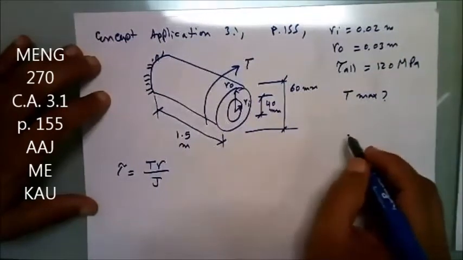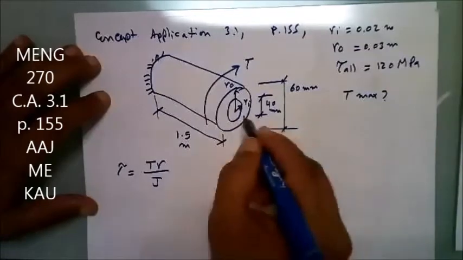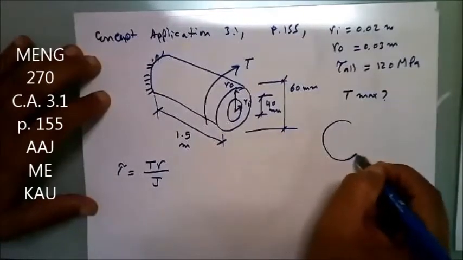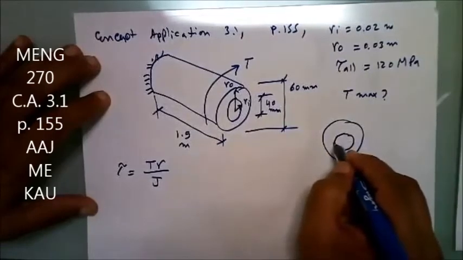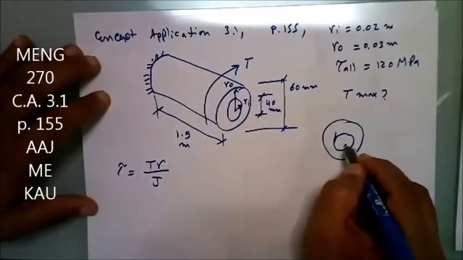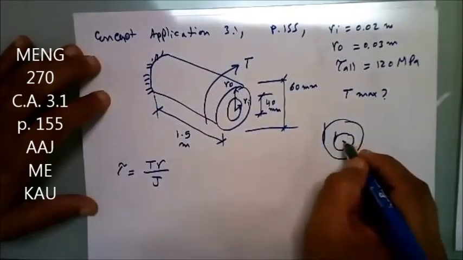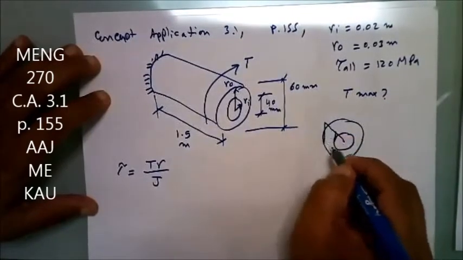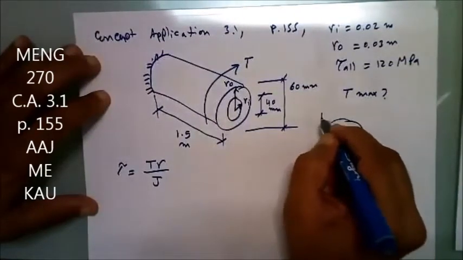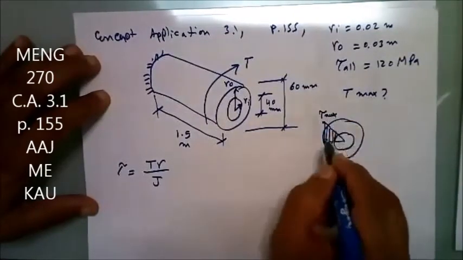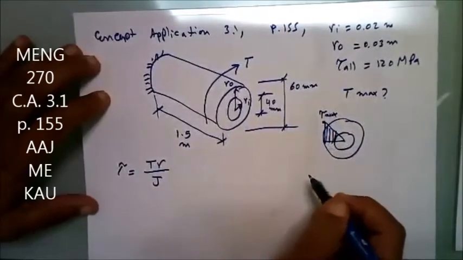Now if we look at this problem from this view, let's call this side view, we will have the stress distribution as follows. We have some stress here, starting from zero at the center, and some stress there. So this is the distribution of shear stress, and this is the tau maximum. Maximum shear would be here on the outside, so we know R is going to be R out.